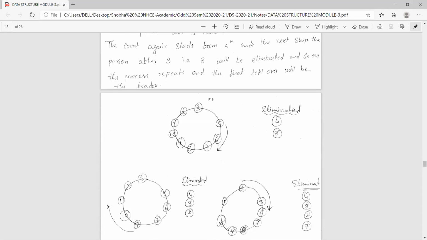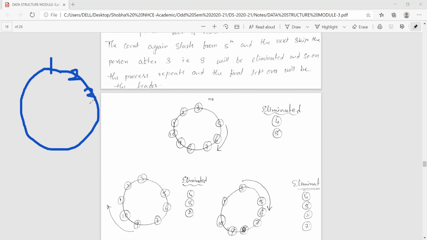Let me draw. Initially they will start from 1 only. Initially they will start from the first person. Suppose, let me just draw it. 1, 2, 3, 4. Can't we start from 4, ma'am? Like the fourth person first, 4, 5, 6, 7. The seventh person will be eliminated. Yes, that also we can give in the program. If you want to start from the fourth person, you can give that in the program. But actually we will start from 1.